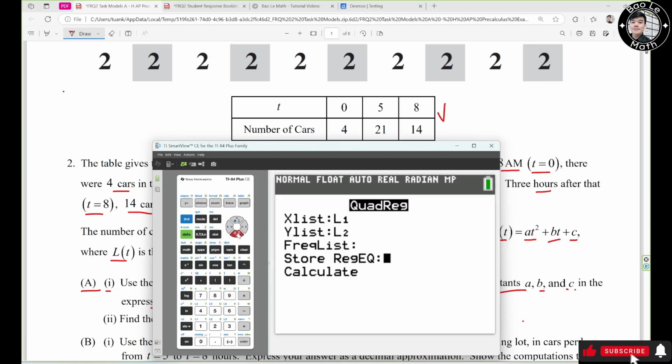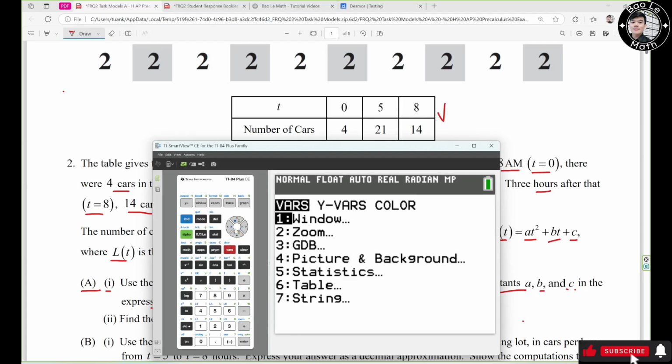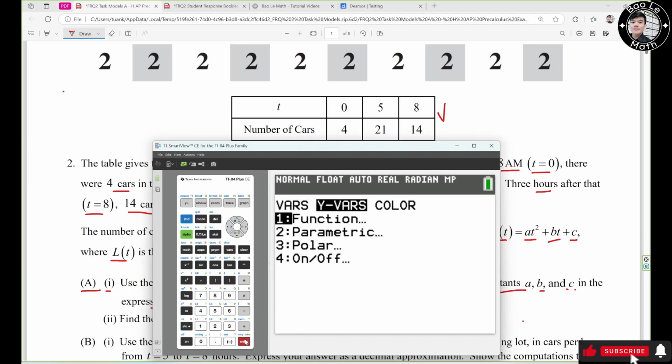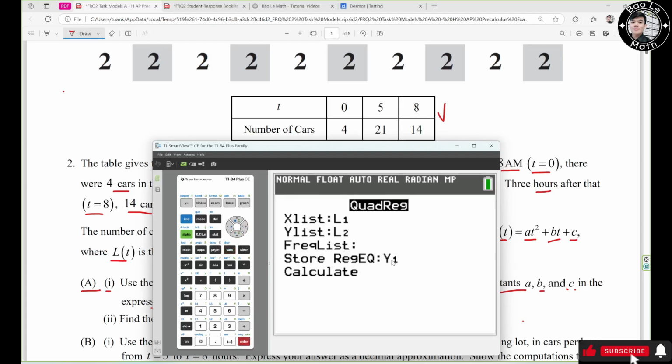Go to store regression right here. This is extremely important. You need to store your equation so that it helps you do the question later. So you're going to hit vars, Y-vars, function, Y1. You store your equation as Y1. Then you're going to go to calculate right here, hit enter, and it's going to be right here.